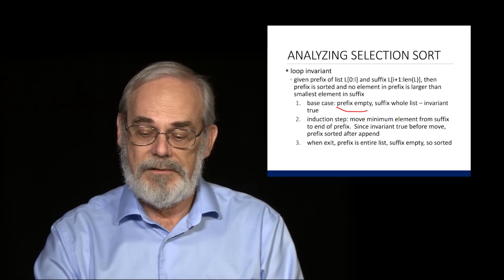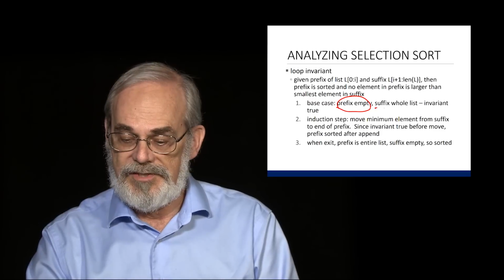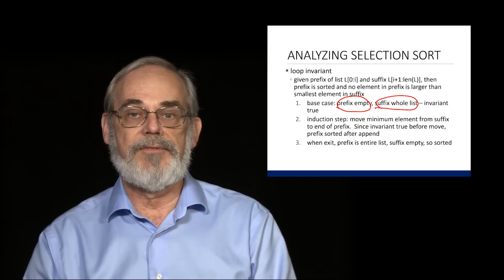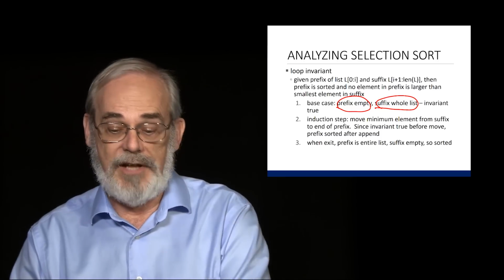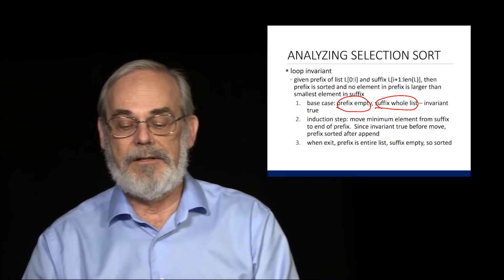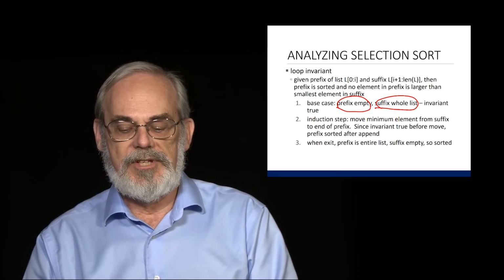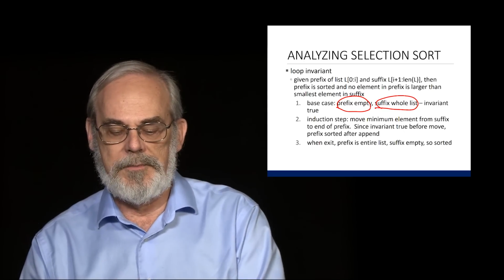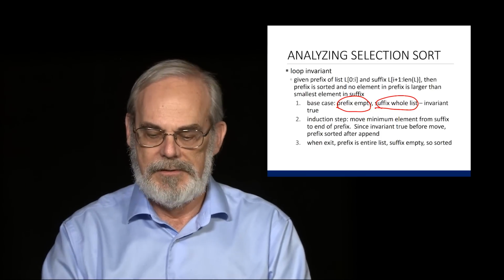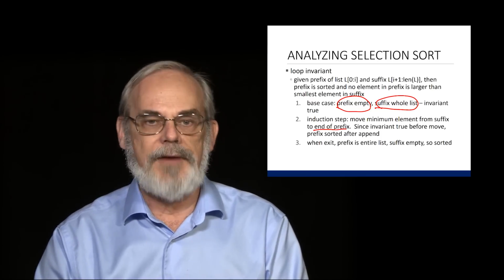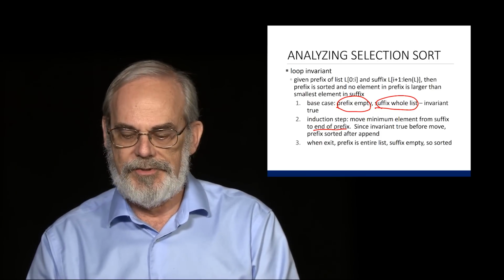In the base case, the prefix is empty, and the suffix is the whole list, so it's obviously true. The prefix is sorted, and there's nothing in the prefix that's bigger than the smallest thing in the suffix. On the induction step, I'm simply moving the smallest element from the suffix to the end of the prefix. Because I'm putting it at the end, after that step, the prefix is still sorted.